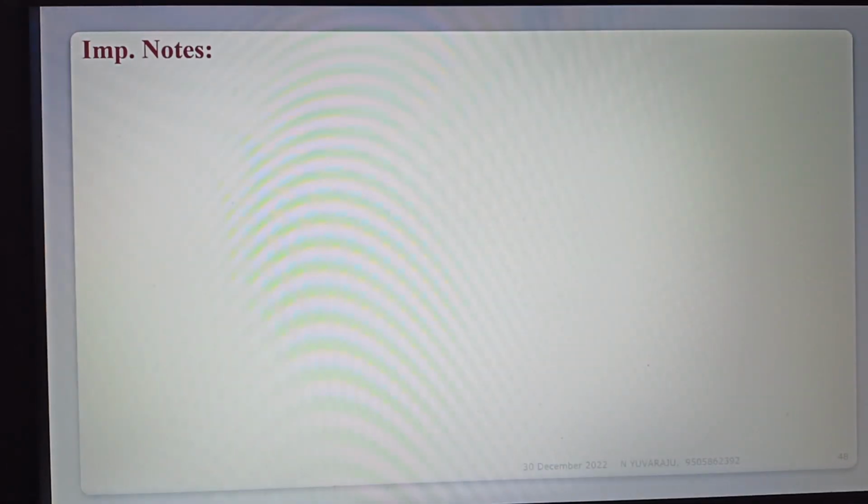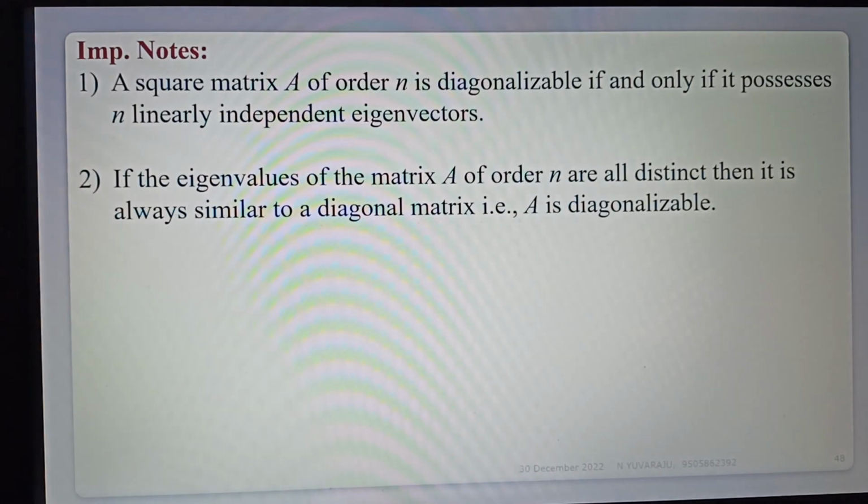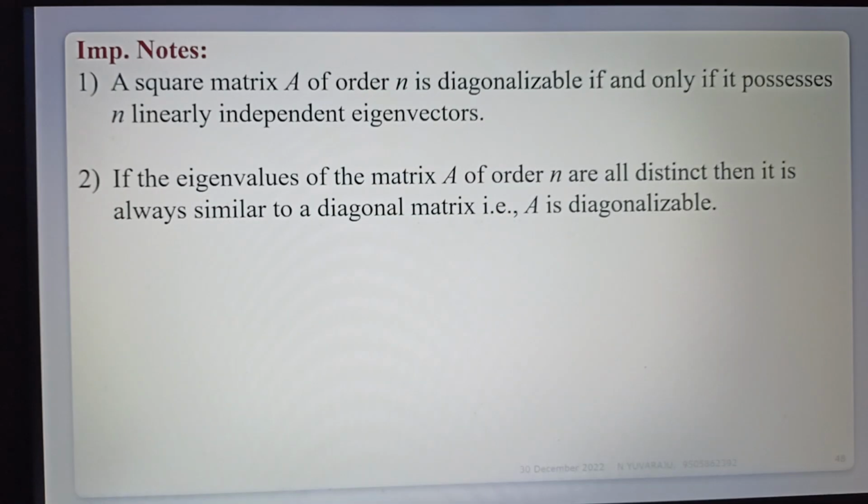Some important notes here. First one: a square matrix of order n is diagonalizable if and only if it possesses n linearly independent eigenvectors. So if the given matrix is diagonalizable, then for order n there exist n linearly independent eigenvectors. If the eigenvalues of the matrix A of order n are all distinct, then it is always similar to a diagonal matrix. In case the eigenvalues of A are all distinct, it is always diagonalizable.